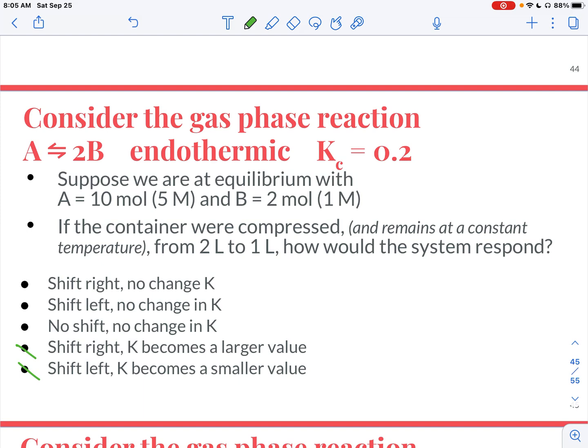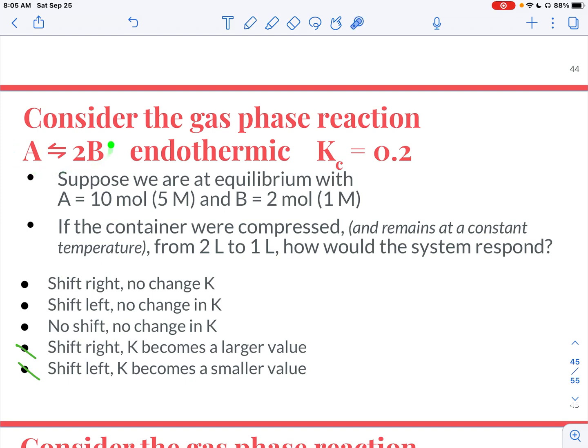Okay? And here's the rule about volume. If you lower the volume, you know that you're increasing the pressure. Okay, that's a gas law. You lower the volume, you're increasing the pressure. The system will respond by trying to relieve some of that pressure. So it will shift in the direction that there are fewer moles of gas. Okay, and that's really important. It's only gases. We'll talk more about that later.